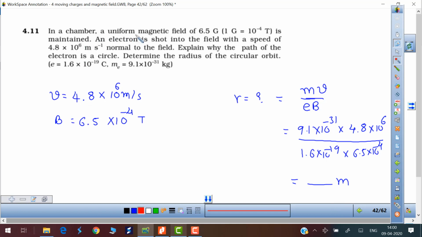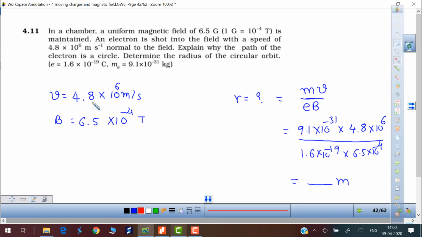In a chamber, a uniform magnetic field of 6.5 Gauss is maintained. An electron is shot into the field with a speed of 4 into 10 raised to 6 meter per second, normal to the field. Explain why the path of the electron is a circle. Determine the radius of the circular orbit.